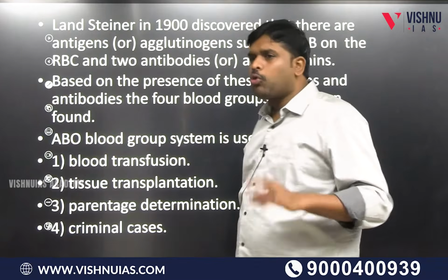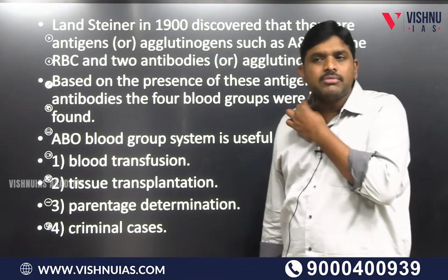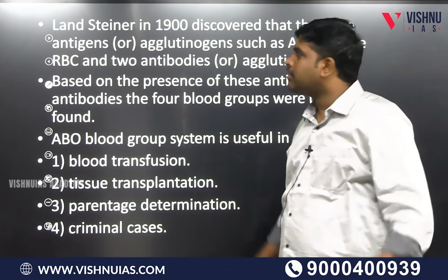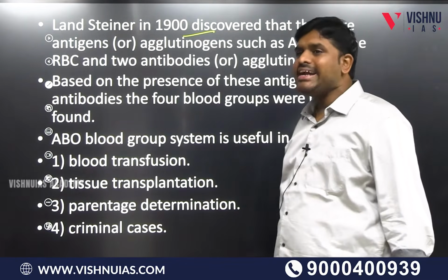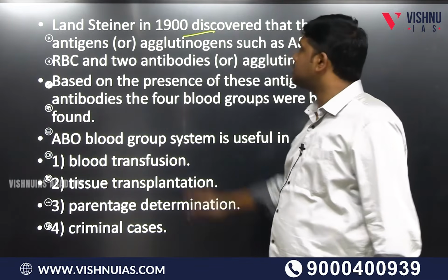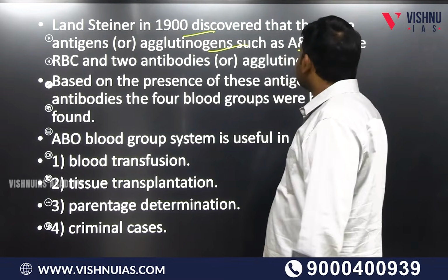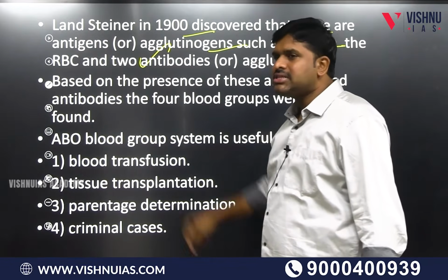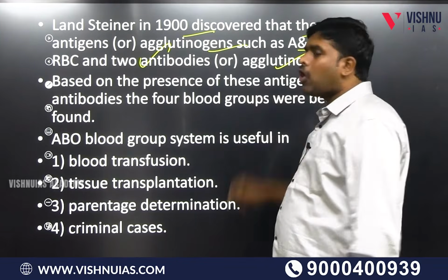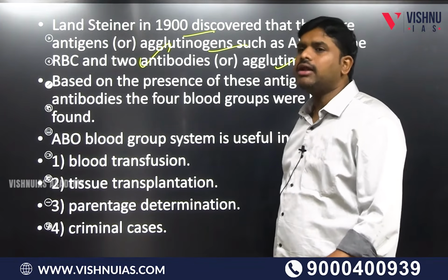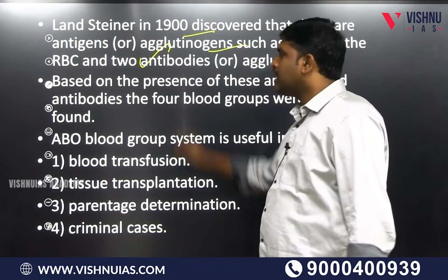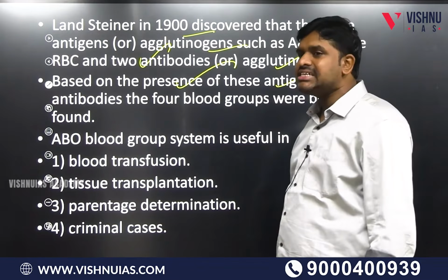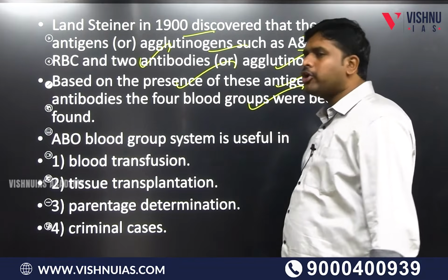So who found for the first time the blood groups? Landsteiner in 1900 discovered that there are antigens or agglutinogens such as A and B on the RBC and two antibodies or agglutinins. Agglutinins are antibodies, antigens are called as agglutinogens. Based on the presence of these antigens and antibodies, the four blood groups were found.